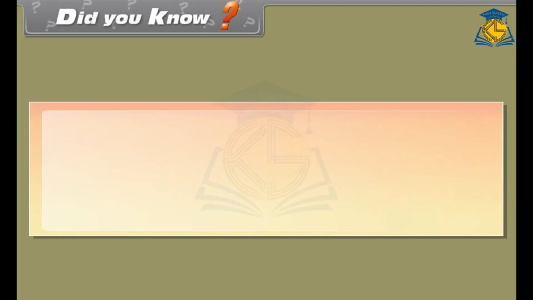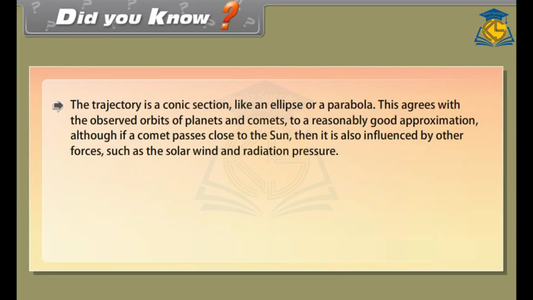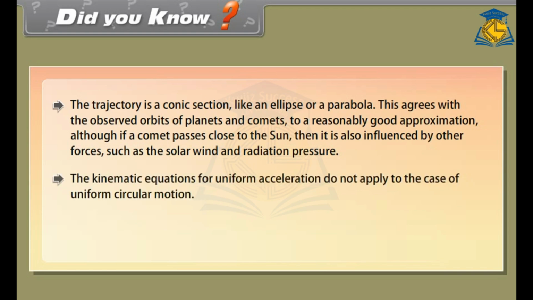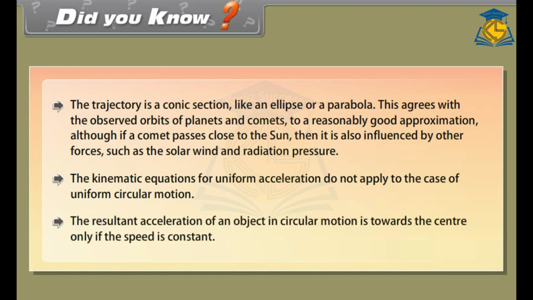Did you know? The trajectory is a conic section like an ellipse or a parabola. This agrees with the observed orbits of planets and comets to a reasonably good approximation. Although, if a comet passes close to the Sun, then it is also influenced by other forces such as the solar wind and radiation pressure. The kinematic equations for uniform acceleration do not apply to the case of uniform circular motion. The resultant acceleration of an object in circular motion is towards the center only if the speed is constant.